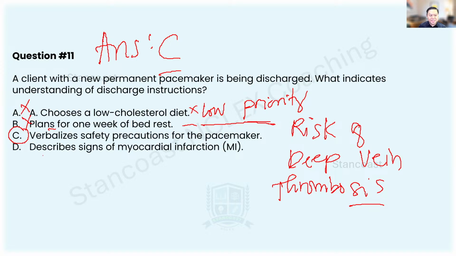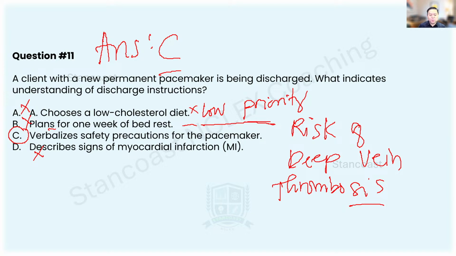What about letter D? Describe signs of myocardial infarction. Do you think that's appropriate? Well, it's important for them to really recognize any manifestations of the MI, right? But it's not specifically related to the care of a pacemaker. So there's no relationship between the pacemaker itself and the description of MI manifestations. So we are left with letter C, verbalizes safety precautions for the pacemaker.